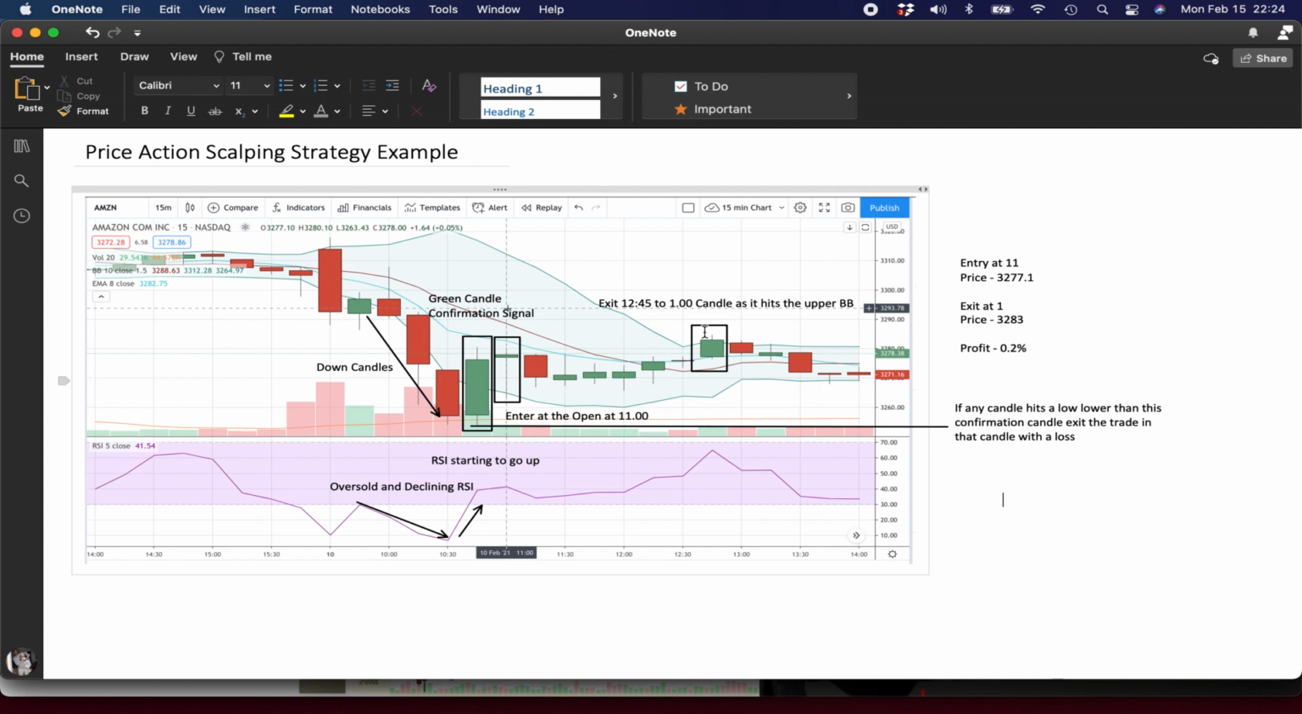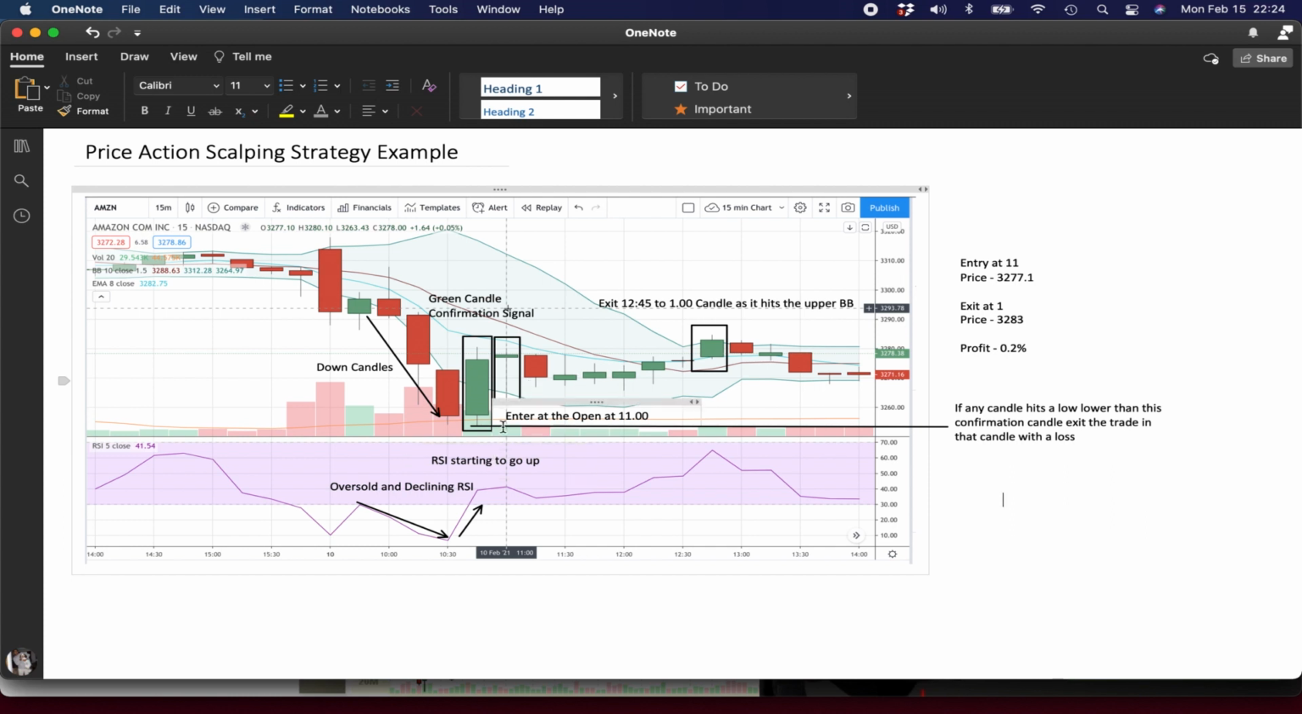So that might be a better way to magnify your gains if you don't have the capital required to scalp this 0.2% to get a meaningful dollar return for that particular day, right? So that's another option. Now, at what point would you have taken a loss?